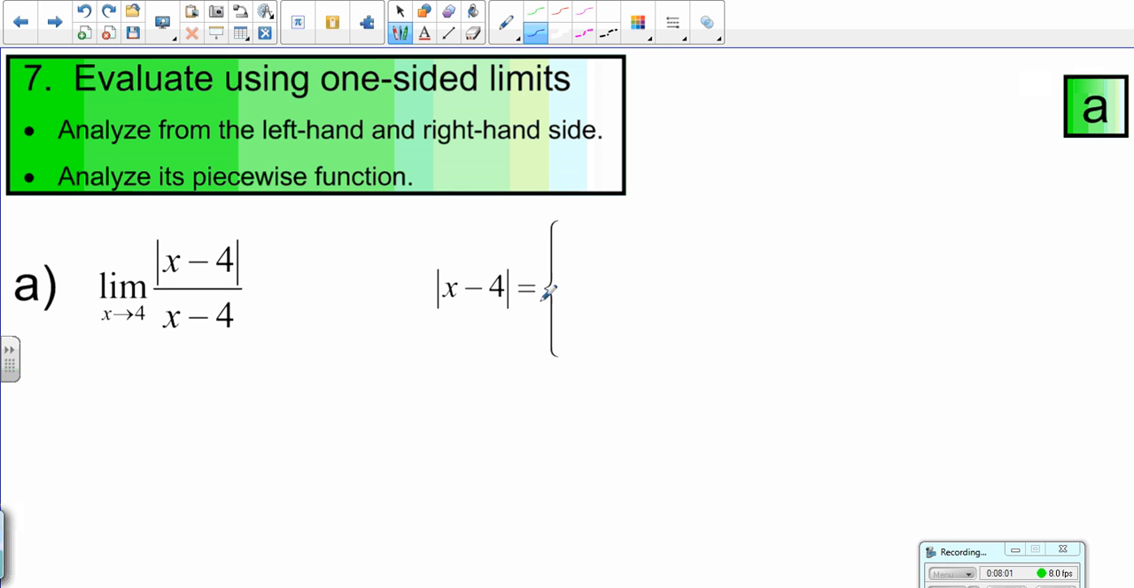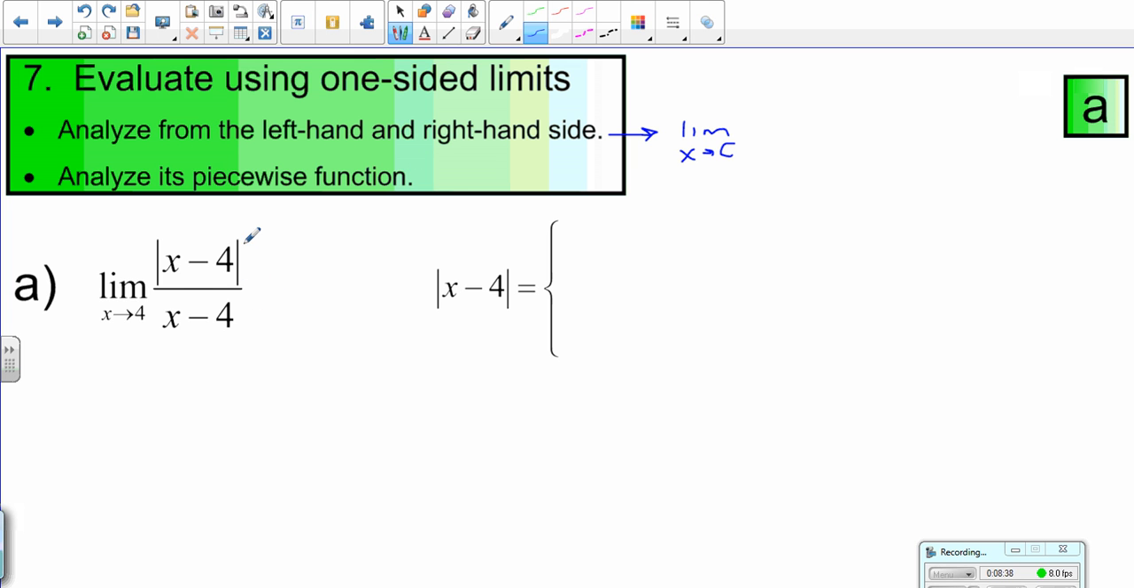Next, we're going to consider evaluating limits using one-sided limits, where we analyze both the left-hand and the right-hand side independently of each other, and then use that to conclude whether the limit at the value exists or not. So as we come into the value from both the left and the right, we'll determine if the limit exists. Often these are used on piecewise functions as well, to look at it from the left side as well as the right side. All right, so here we go.